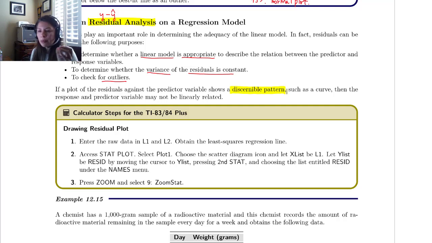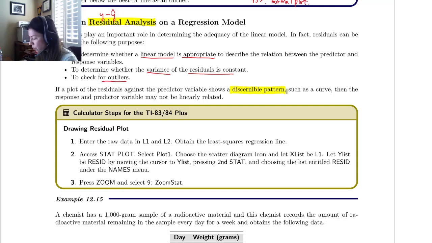So if we get a pattern that's a curve, then we realize that it may not be linearly appropriate, but maybe some other type of model. So if we get a curve or like a zigzag, then we realize that this isn't going to be a linear model, that we should be looking at maybe a different one like quadratic or logistic and so on.